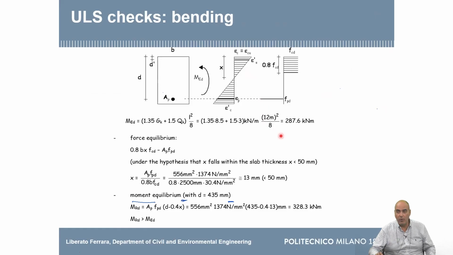So here I draw a rectangular cross-section. And which are the assumptions? Well, the first assumption that we make is the Bernoulli assumption: the cross-section remains planar.